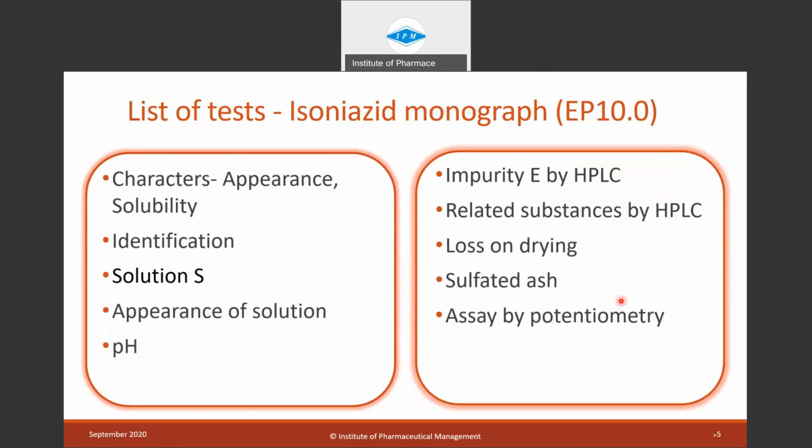Okay, so let us understand one monograph, isoniazid, which you people are familiar with, anti-TB drug, and I have taken it from EP 10 edition. Only tests are listed here. Okay, so here 11 tests are listed and they are extracted from EP 10.